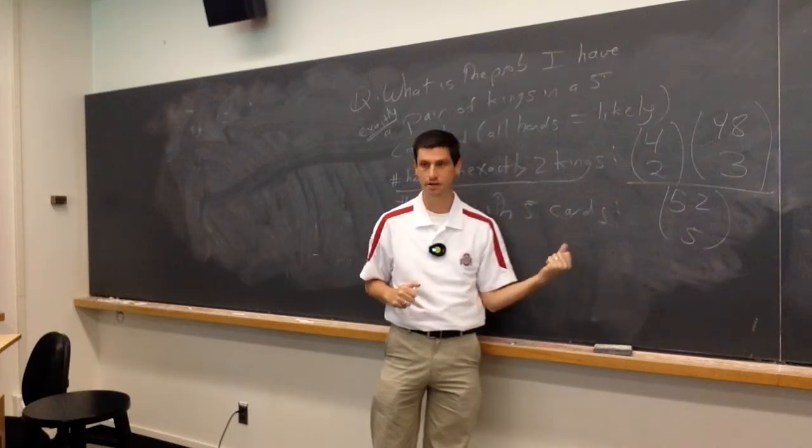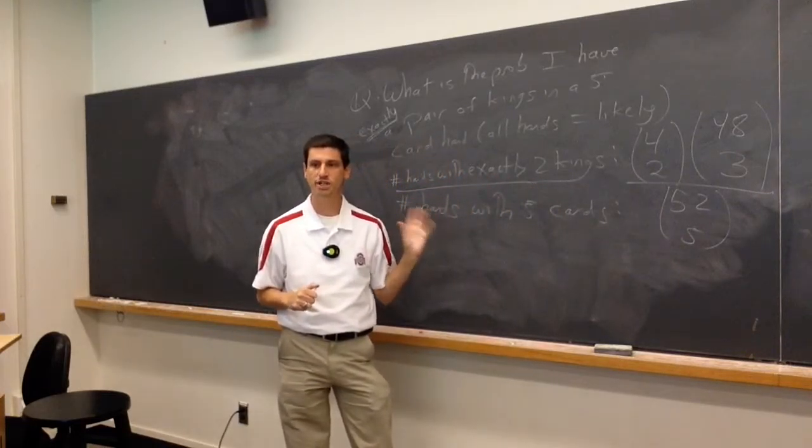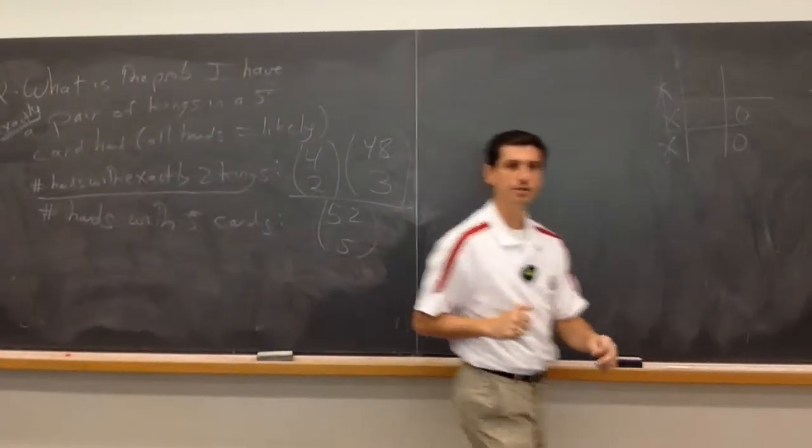I might have another pair. I don't care about that. All I care about is that I only want to have 2 kings. I don't want anything more than that. How would you calculate the probability?